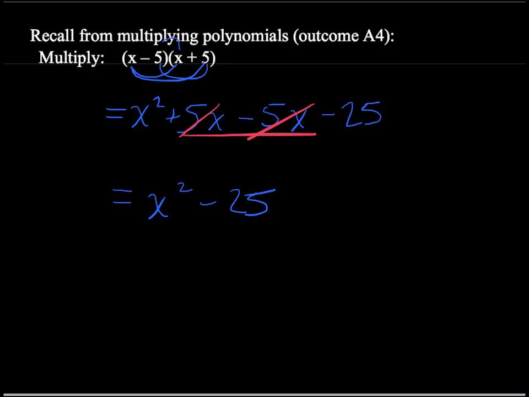This is in fact called a difference of squares. We have a square, x squared, and we have another square, that's 5 squared. And of course, we have their difference. So let's take a look at these kind of questions. These kind of questions can be factored using a pretty quick technique. So here's an example. x squared minus 16.